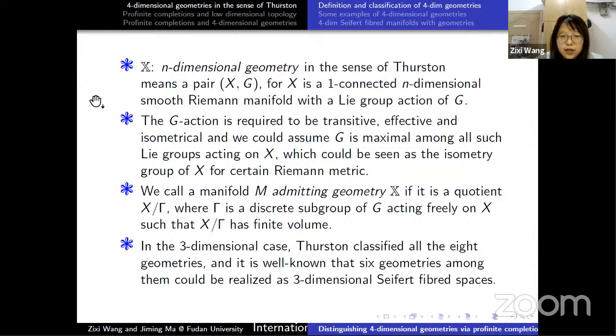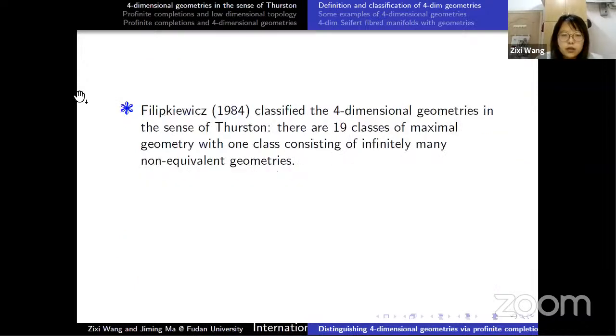And in the three-dimensional case, we all know that Thurston classified all the 8 geometries, and 6 of the geometries could be realized as three-dimensional Seifert fiber spaces. In the four-dimensional case, Filipkiewicz classified all the four-dimensional geometries in the sense of Thurston, and there are totally 19 classes of maximal geometry, and there is one class consisting of infinitely many non-equivalent geometries.